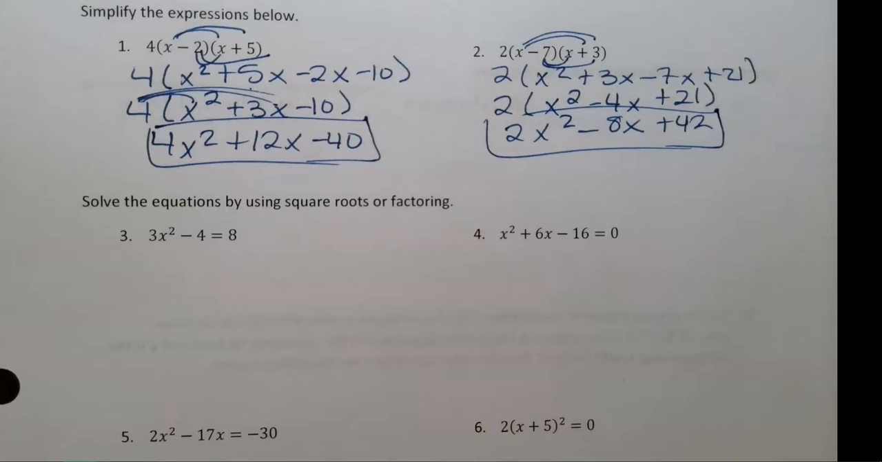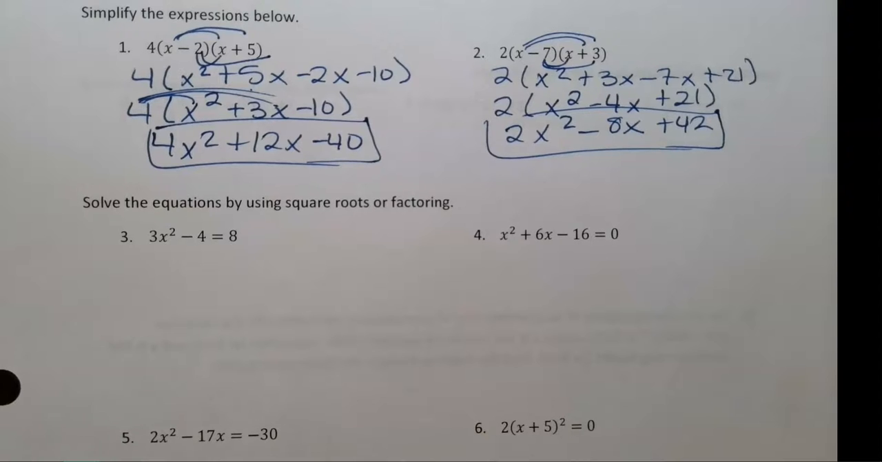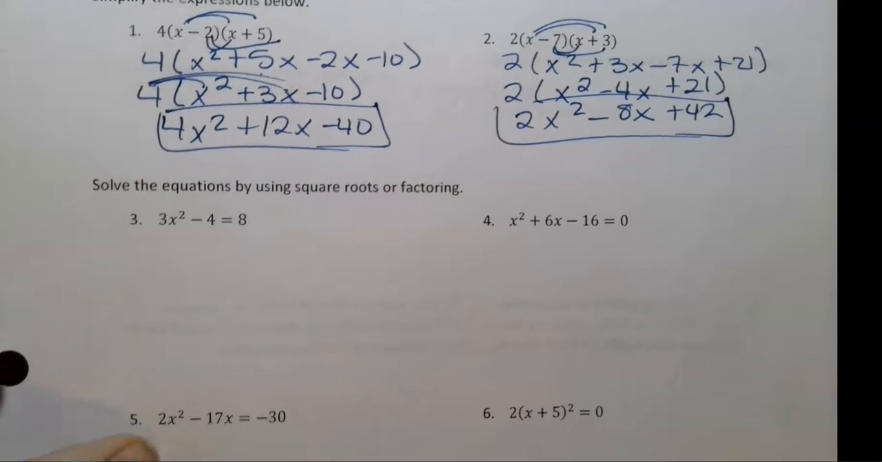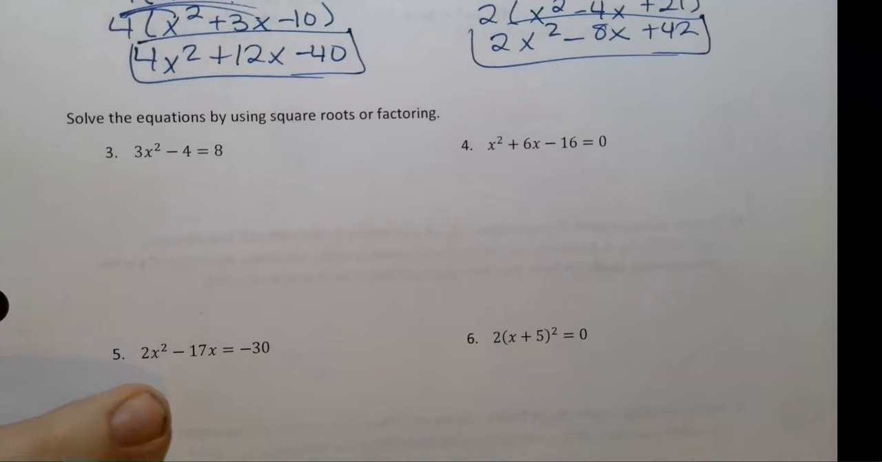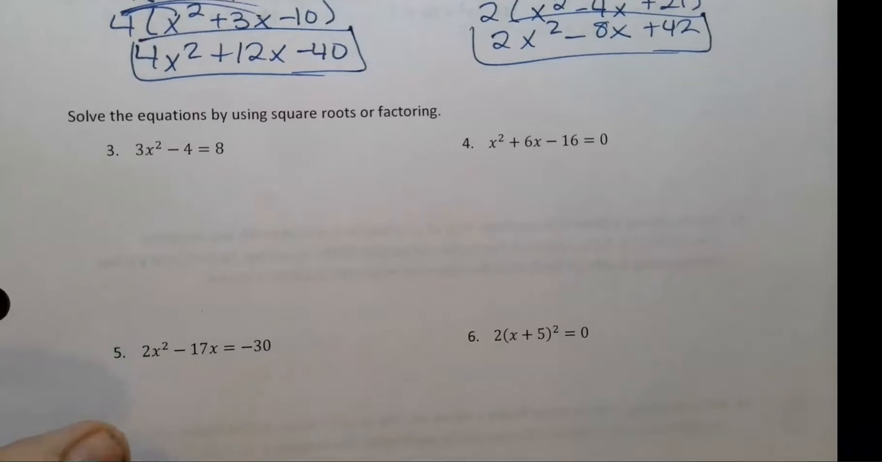Okay. On numbers 3 through 6, I am allowed to use any method I want to solve. I can use square roots or factoring, depending on what I have. So typically, if I don't have a middle term, I want to use square roots, and if I do have an x term, I want to use factoring.